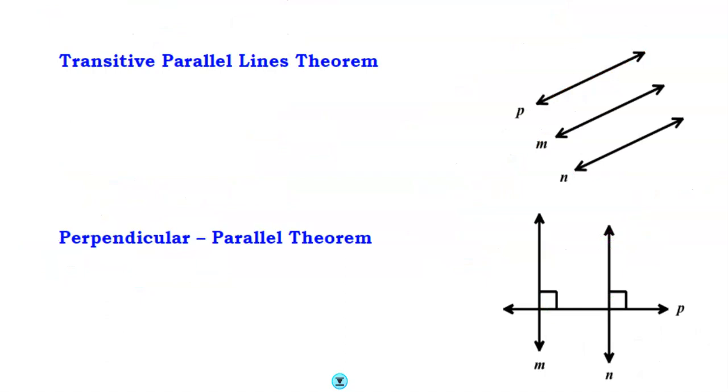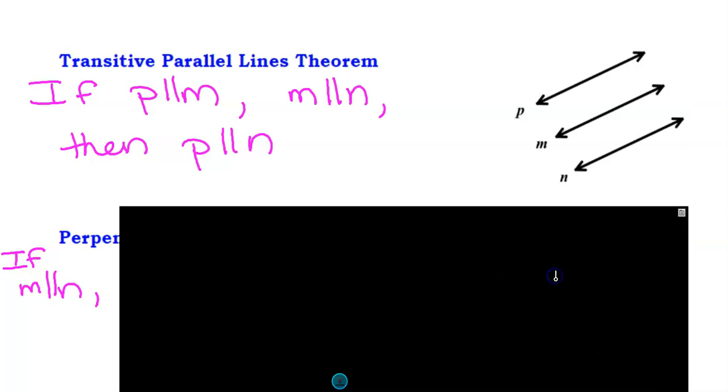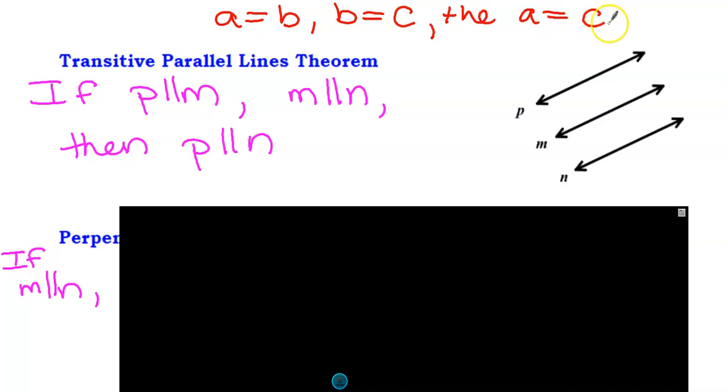All right, now let's go to the transitive parallel lines theorem and then the perpendicular parallel theorem. So, the transitive parallel lines theorem. You may have heard: if A equals B and B equals C, then A has to equal C. Okay? It's putting those two letters together based on the other information.